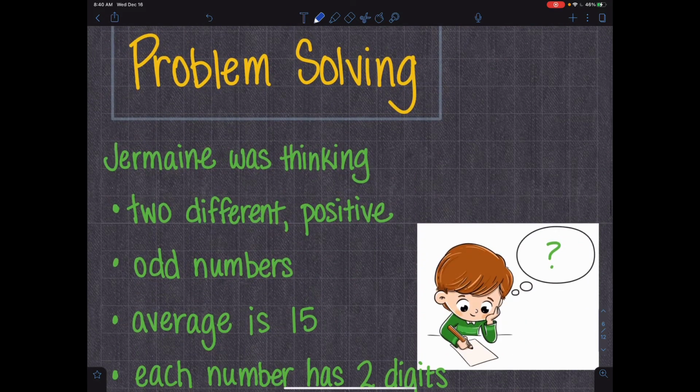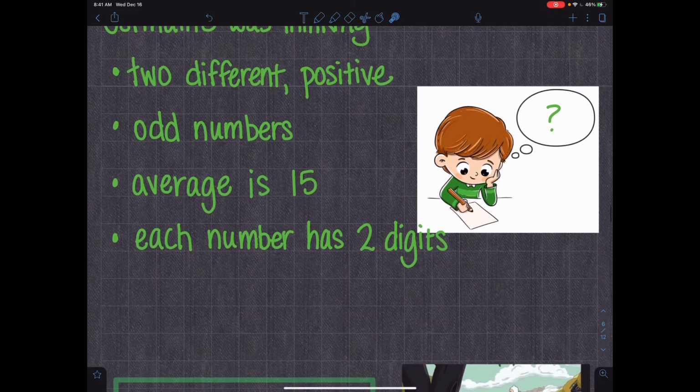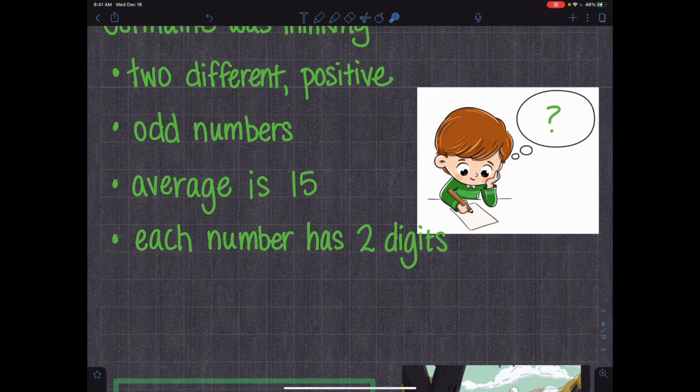Let's do problem solving. Problem solving is great. It's going to be so much fun. Here we've got this kid named Jermaine. Jermaine was thinking of 2 different positive odd numbers. So it could be like, I don't know, 13, 15. It could be 5 and 7. It could be 358. No, not 358. It has to be odd.